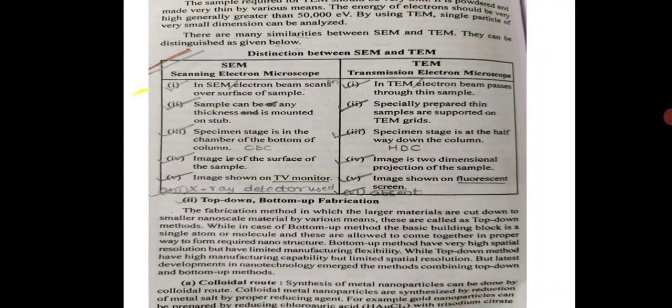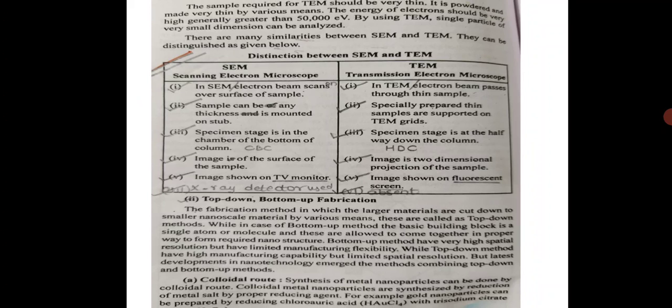The sample required for transmission electron microscopy should be very thin. It is powdered and made by various means. The energy of the electrons should be very high, generally greater than 50,000 electron volt. By using TEM, a single particle of very small dimension can be analyzed. There are many similarities between SEM and TEM. They can be distinguished as given below.